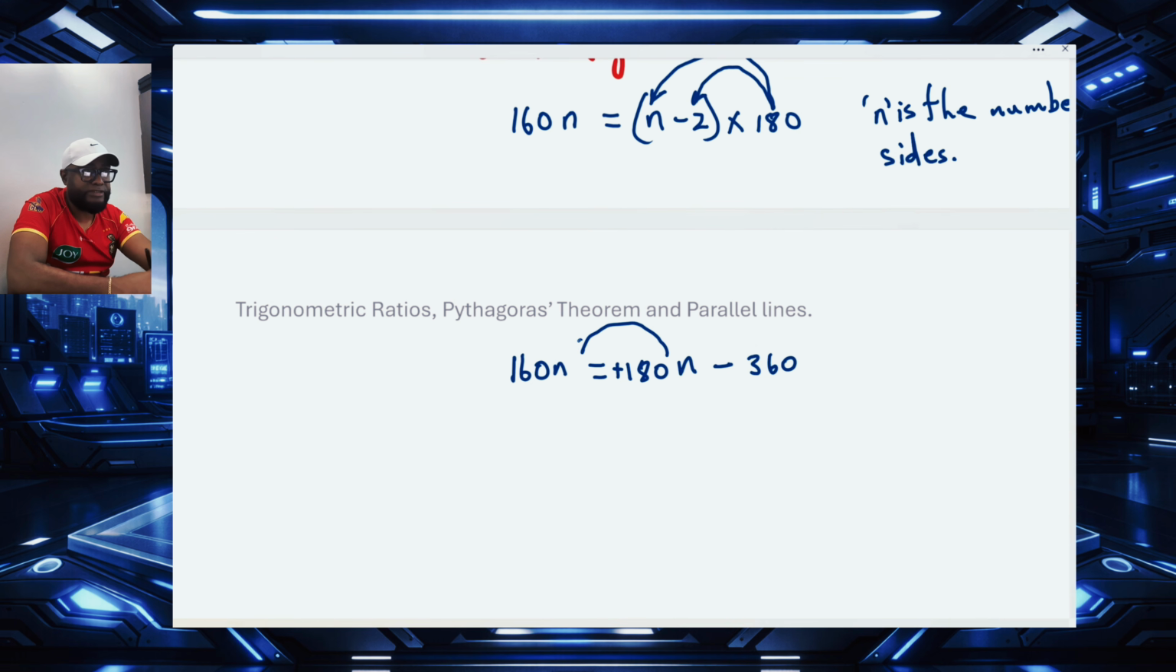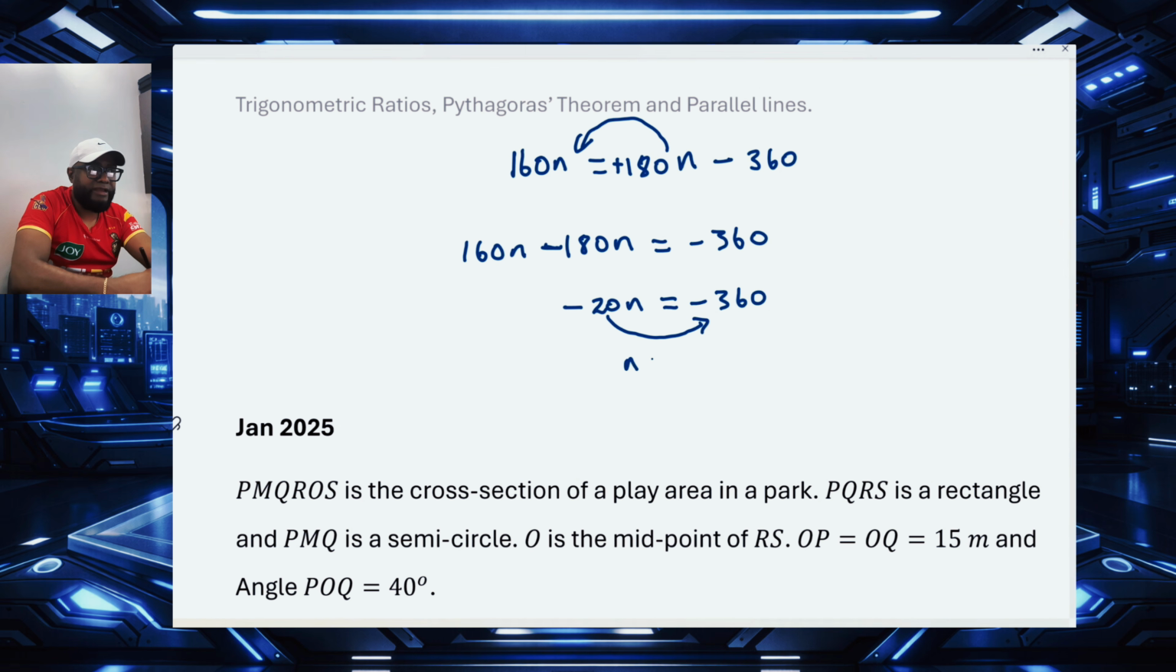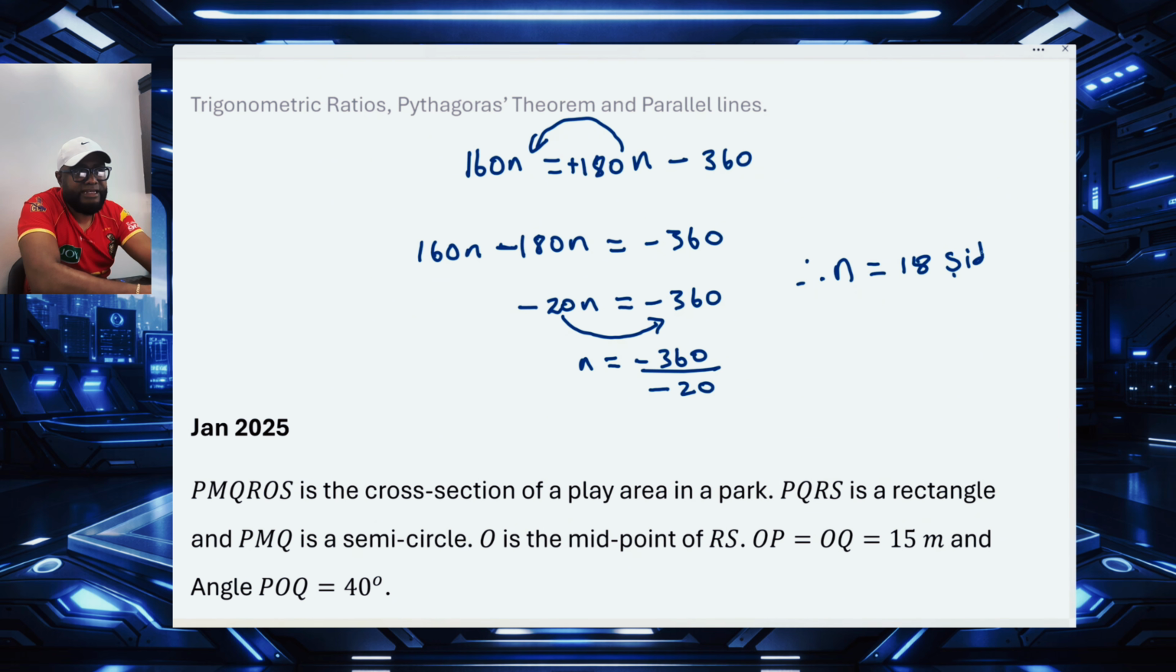When I bring it here, what am I doing with it? Adding it still? It's plus on this side, it'll be minus. So this will be minus. Yeah, right, very good. 160n minus 180n is equal to negative 360. 160n minus 180n will be how much n? Negative 20n is equal to negative 360. What do we do with the negative 20 when we bring it here? So n would be equal to negative 360 divided by negative 20. Therefore, n will be equal to 18 sides. Right? That's how many sides in the polygon.